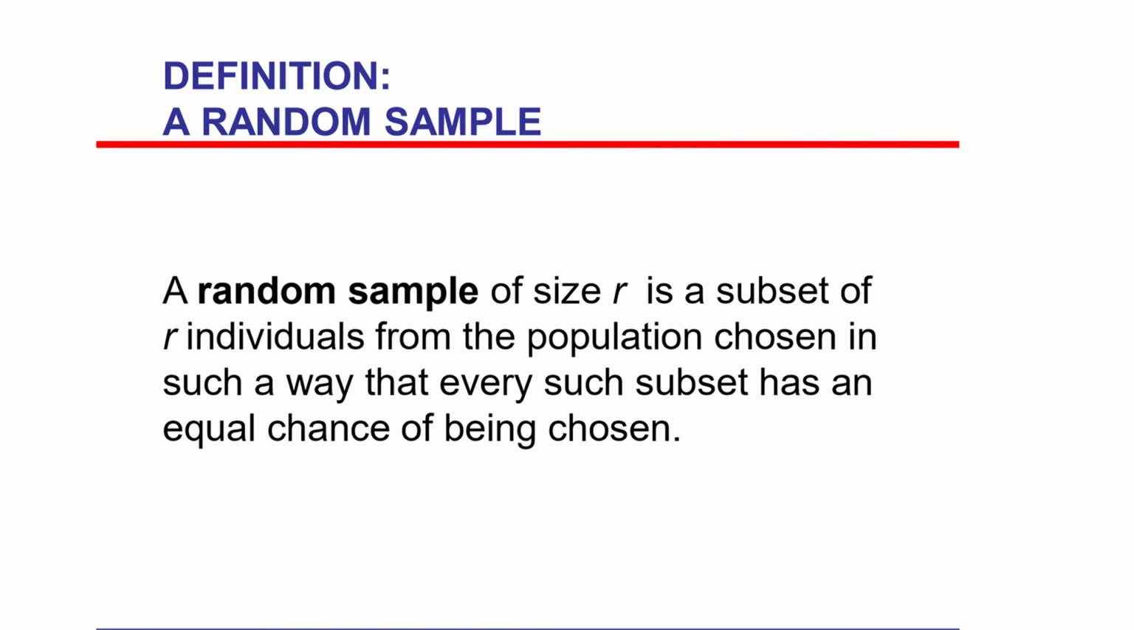Now, there are several different types of samples here. One is a random sample. A random sample of size R is a subset of R individuals from a population chosen in a way that every subset has an equal chance of being chosen.